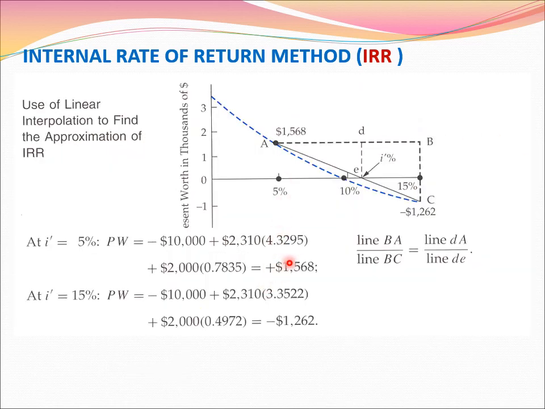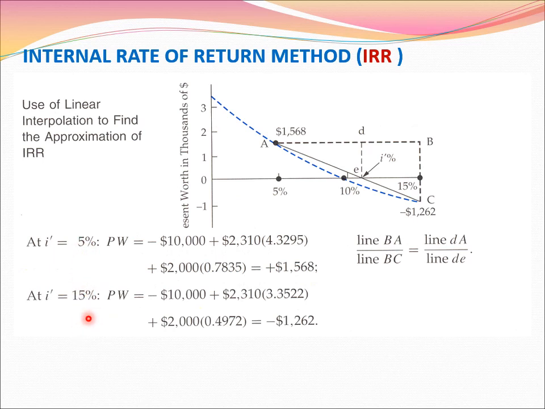And as I told you, we can use trial and error method. If you use, for example, 5% interest rate in this equation, it seems that the present worth is positive and it is this much. Of course, if you have time, if you have computational power, you can do like this: 5%, 6%, 7%, 8%, try every one of them.